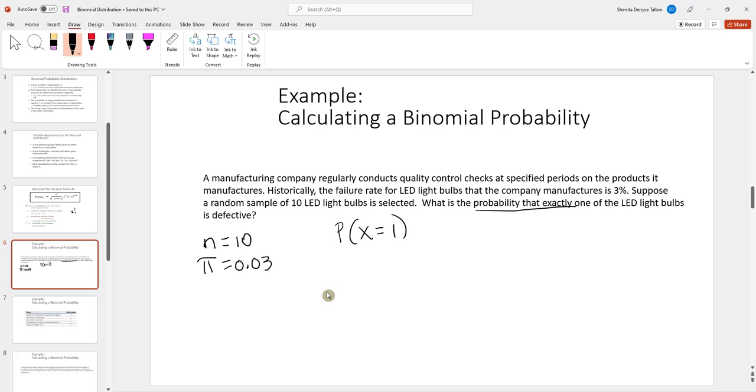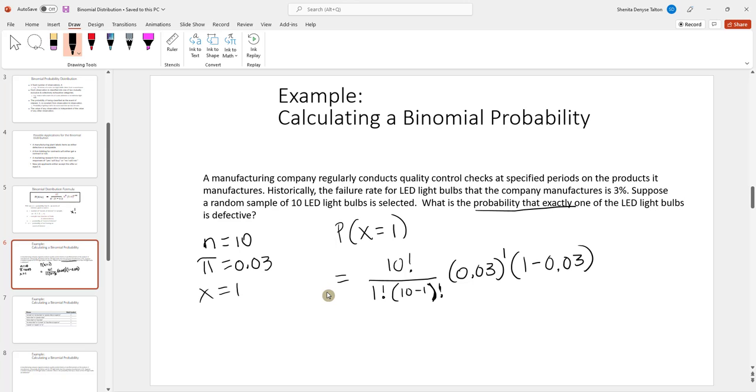So when we plug everything in, I better put X as one here. The formula would be n factorial, which is 10 factorial, all over x factorial, which is 1 factorial. And then we'll have n minus x, which will be 10 minus 1 factorial. Make sure you put this in parentheses. And then we get the probability raised to the x power. In this case, it would be raised to the first power. And then we get 1 minus 0.03 raised to the n minus x, so that will be 10 minus 1.